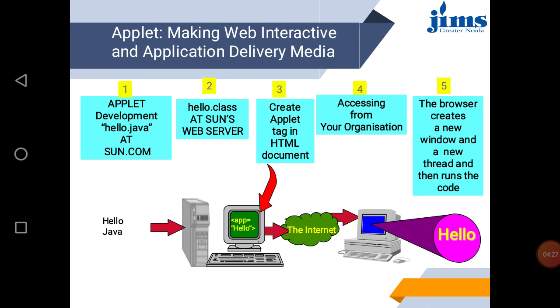So in the picture, we see the applet development. Here you write the hello.java code, and that Java code gets compiled. After hello.java compilation, we get the hello.class file, and that class file is embedded in HTML and kept at the web server. We create an applet tag in the HTML document, and the client machine accesses the applet from any remote location, and the browser creates a new window and a new thread and then runs the code. When the client machine requests through the web browser, the applet comes from the web server to the client machine, and there, in the presence of JVM, it executes the applet.